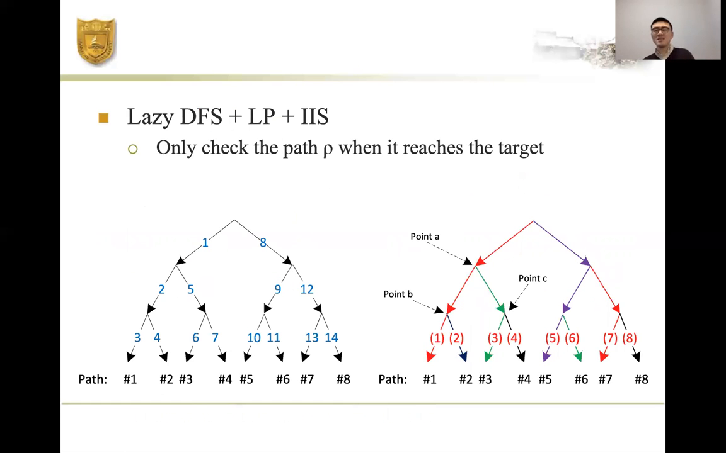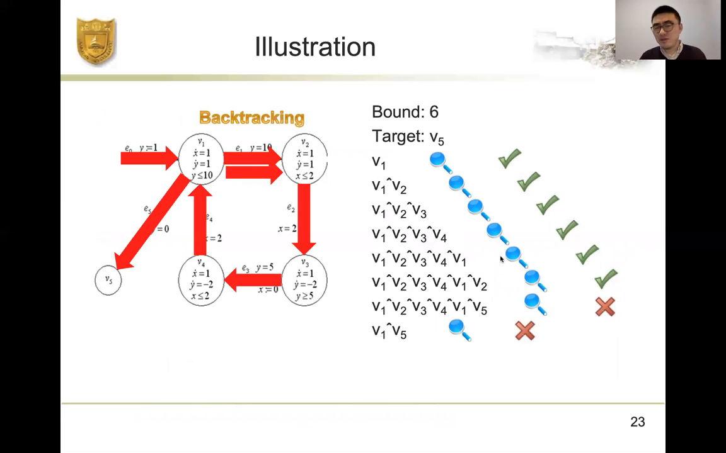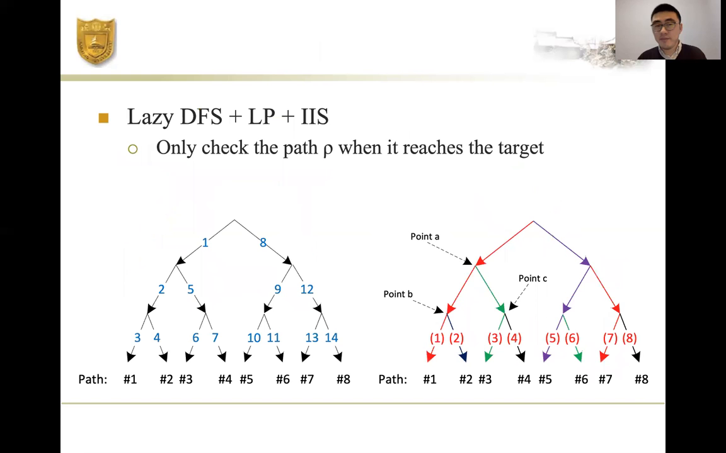So here comes the question. For these 6 computations of the LP problem, can we save them? And then we come to our second solver, lazy DFS plus LP plus RS. What's that? Our first thought is, can we only check the path rho when it reaches the target?